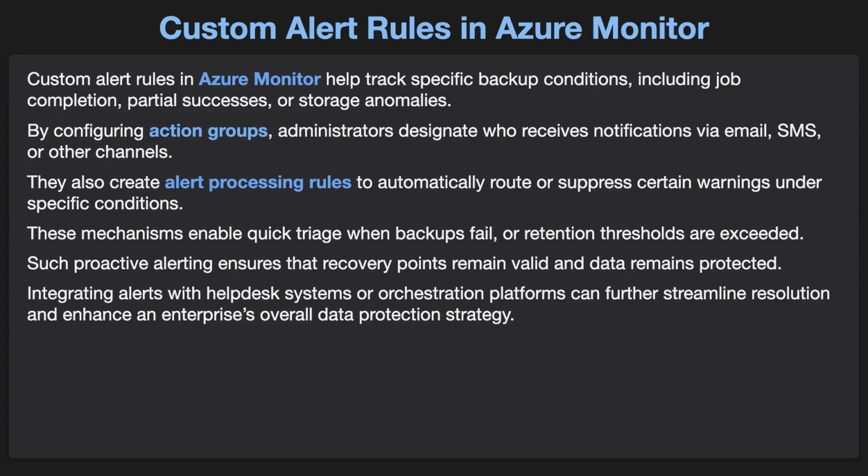By configuring action groups, administrators designate who receives notifications via email, SMS, or other channels. They also create alert processing rules to automatically route or suppress certain warnings under specific conditions. These mechanisms enable quick triage when backups fail or retention thresholds are exceeded. Such proactive alerting ensures that recovery points remain valid and data remains protected.